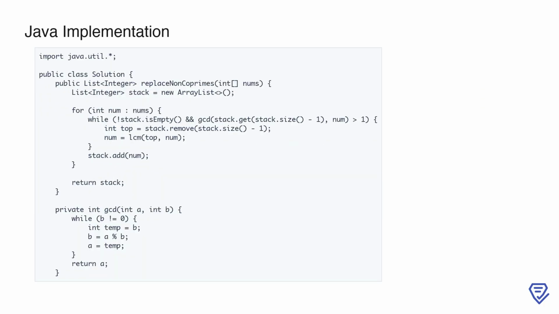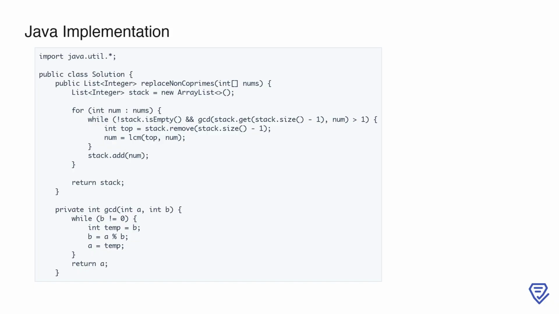Here, we begin with the Java implementation for solving the problem of replacing non-coprime numbers in an array. The solution is encapsulated within the replaceNonCoprimes method, which takes an integer array as input and returns a list of integers as the result. We start by initializing an empty list called stack to store the processed numbers. Then, we iterate through each number in the input array.